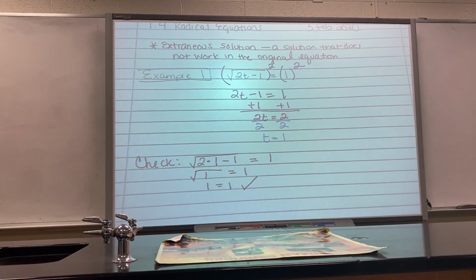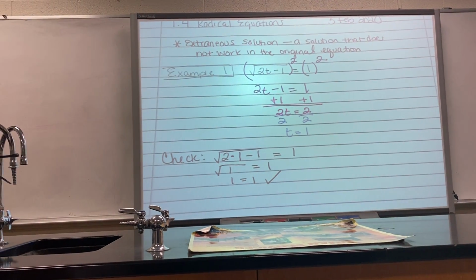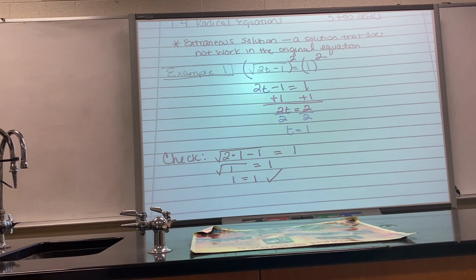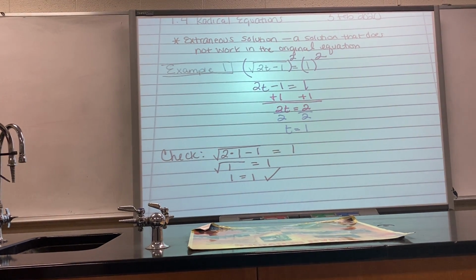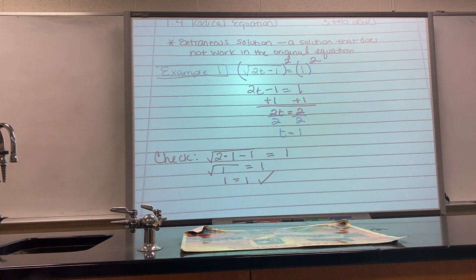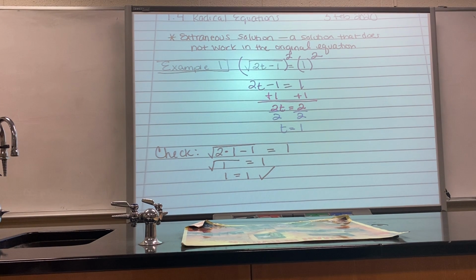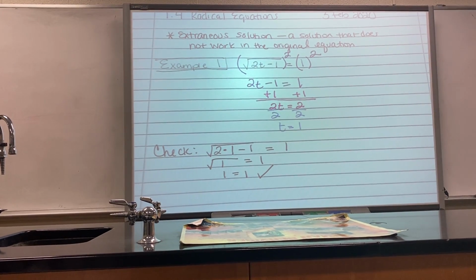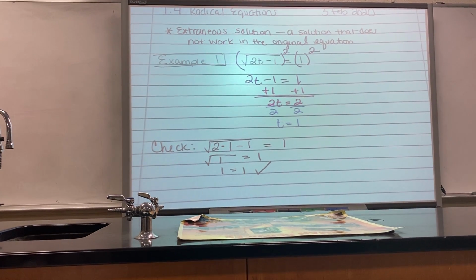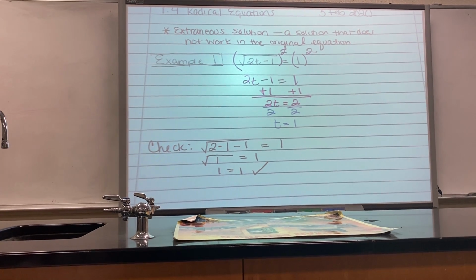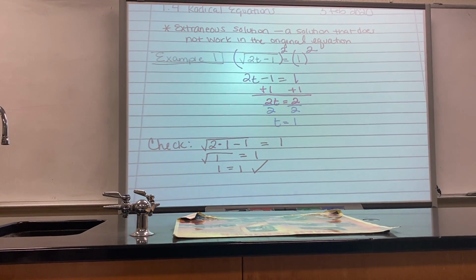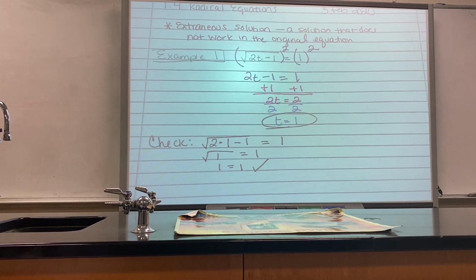Now, you may say, well, you could also have negative 1 and negative 1. That is true. But when you're dealing with a radical equation, you only look at the positive case. So I don't need to take into account that I can have negative 1 as a square root as well. If I had the little plus or minus sign, then yes. But other than that, we just consider the positive. So t equals 1 is my solution.